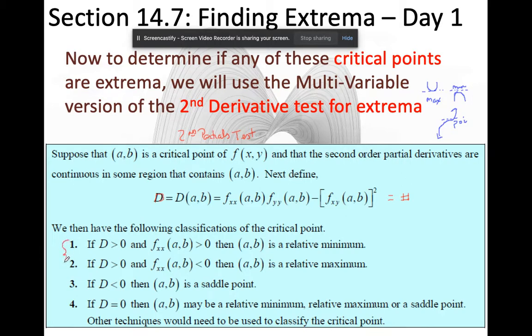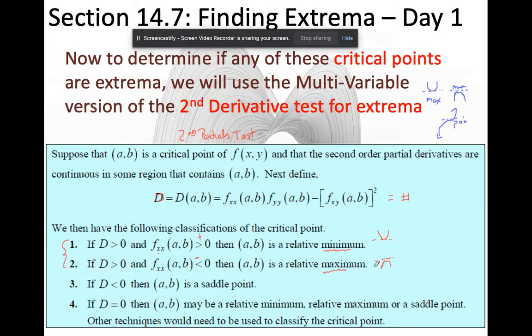If that big D is positive, then you need to look at your second derivatives. And just like Calc 1, if your second derivative is positive, then you think horizontal tangent, concave up, relative minimum. If that big D is positive and you look at your second derivative and say, oh, my second derivative is negative, then you think horizontal tangent, concave down, relative maximum.